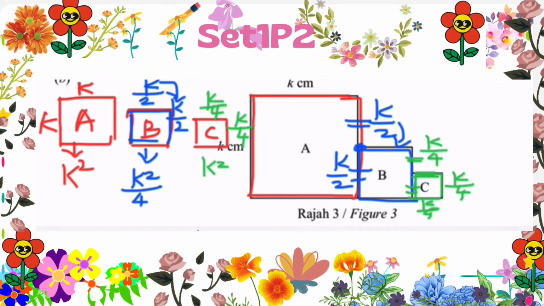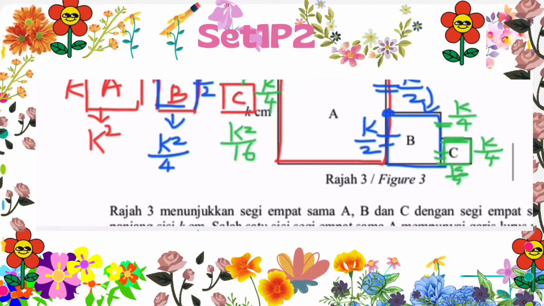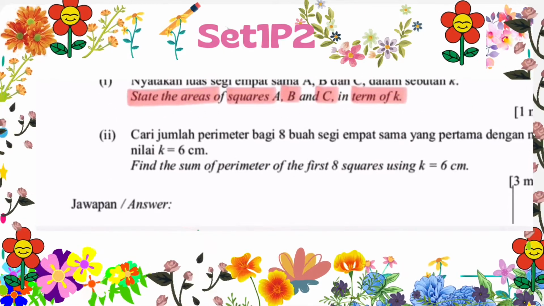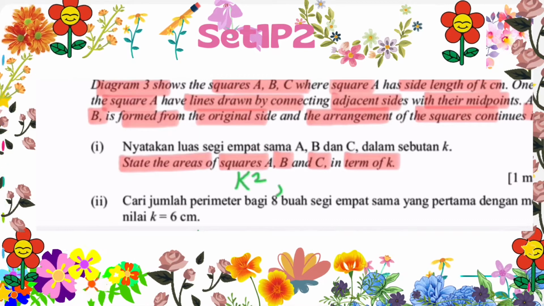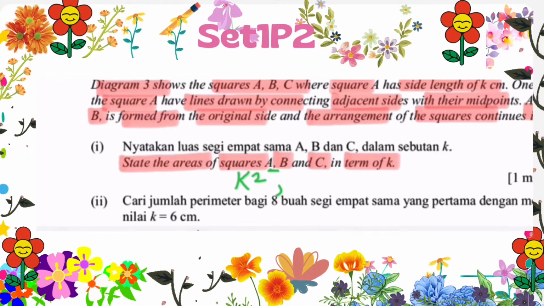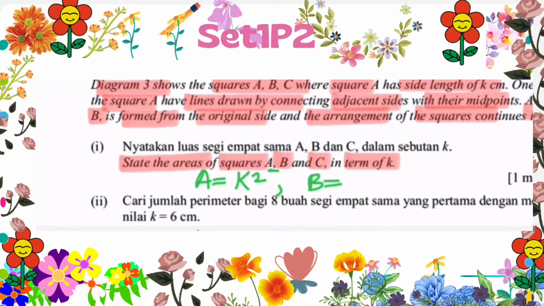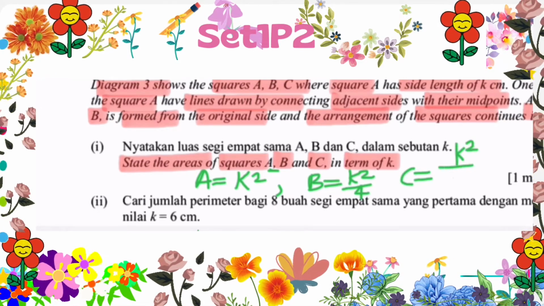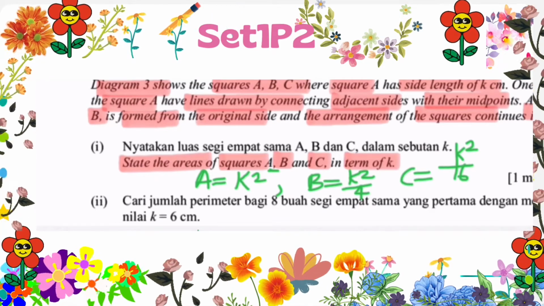So K square, you multiply side by side, 16. Okay, we have the area for the 3 terms in terms of K already, right? Now the question is asking us to write the area of the squares A, B, C in terms of K. So that is the answer. So we have the area of A is K square, and area of B is K square over 4, and area of C is K square over 16. So the area is actually in terms of the GP.